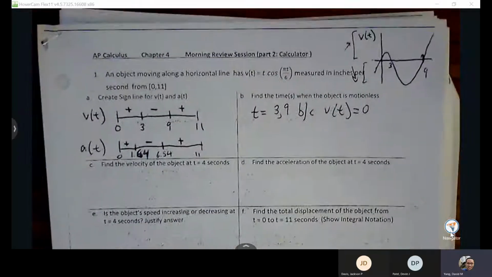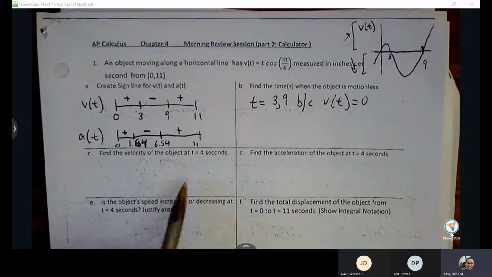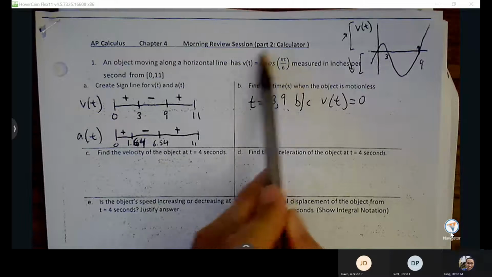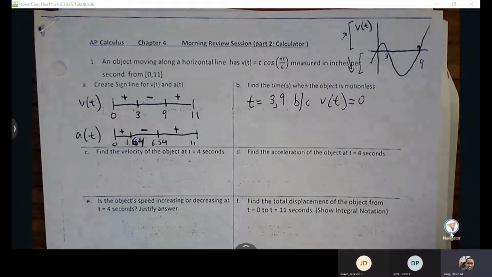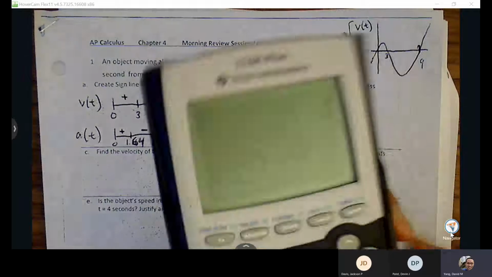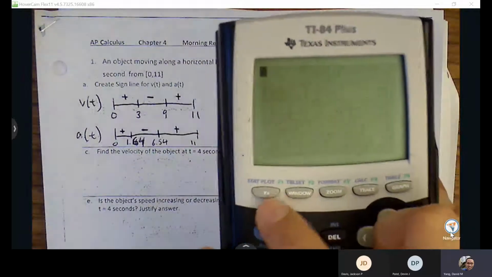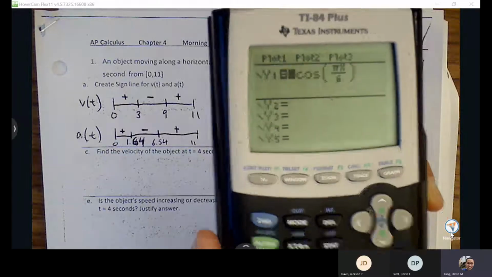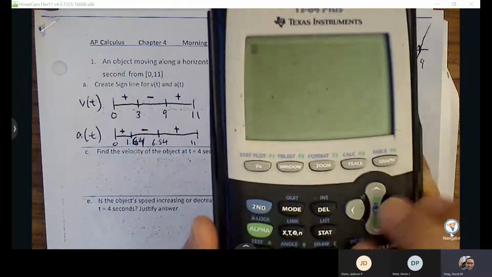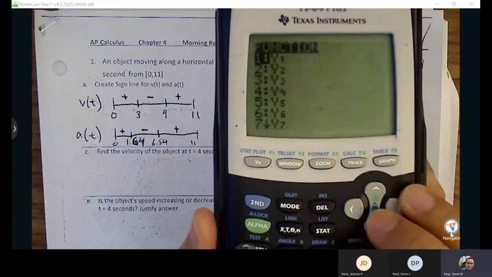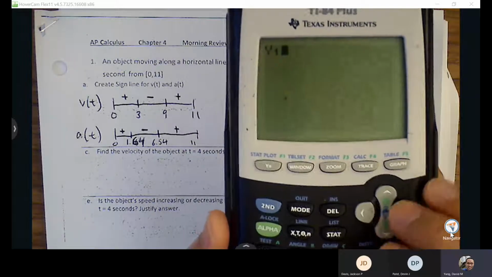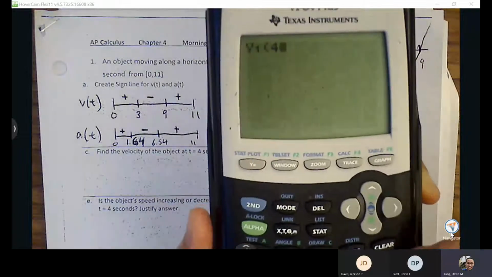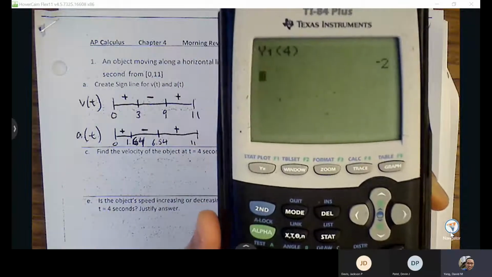Okay, part C, find the velocity of the object at t equals 4 seconds. So we can just plug 4 directly in for t and find that value. You can plug it in manually, or if you're using a TI-84 Plus and you have your function stored under y1, you can go to vars, yvars, and type in 4 to figure out what the velocity is at that moment in time. So -2.